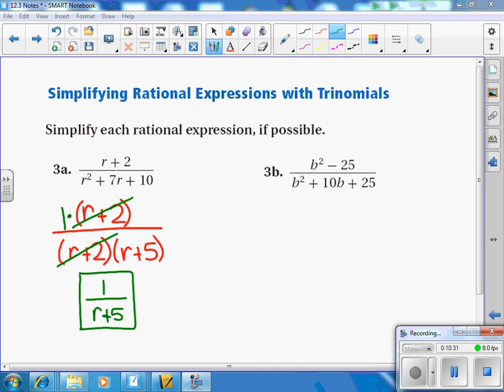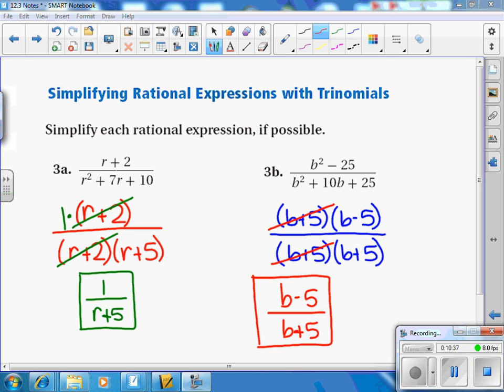Try 3b on your own right now, and then see if your answer matches mine. So I factored both the top and the bottom, and I ended up with b plus 5 times b minus 5 divided by b plus 5 times b plus 5, or b plus 5 squared. But it makes a little more sense to write it out now, because then we can see that both of these cross off. So we're left with a b minus 5 on the top divided by b plus 5.